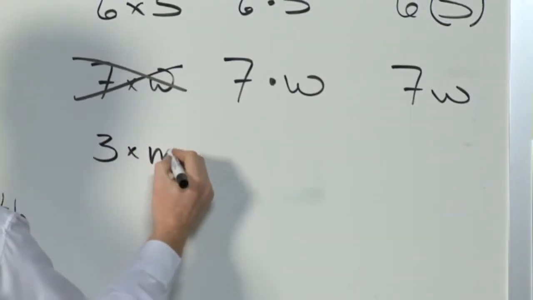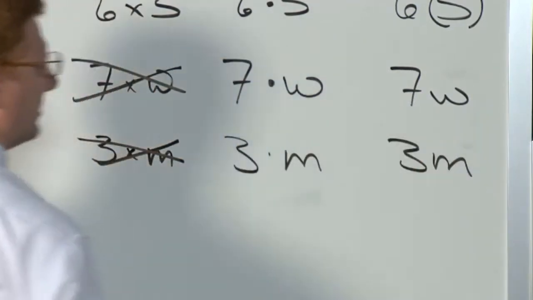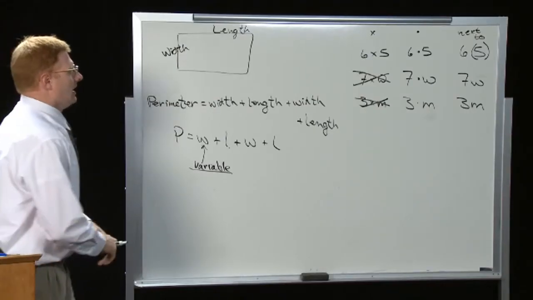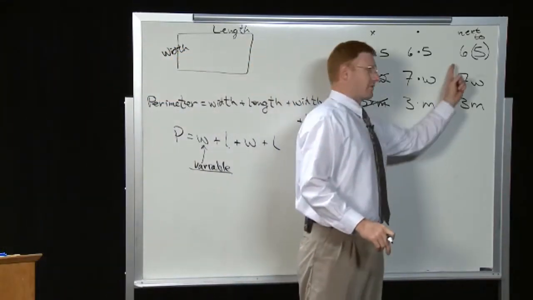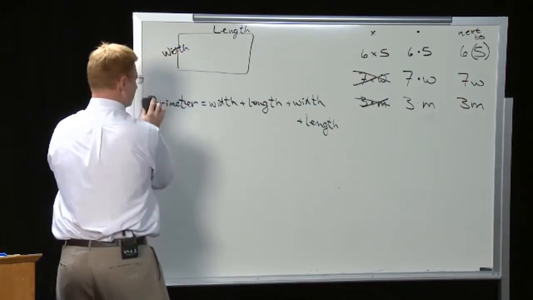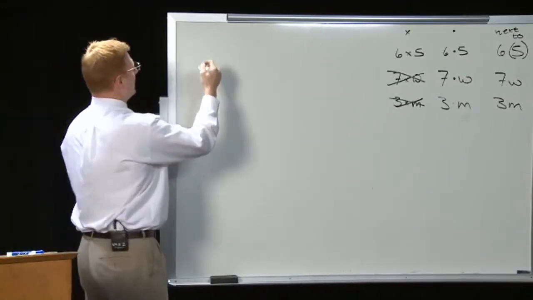3 times m, we wouldn't write that. We could write 3 times m or 3m. Good deal. Now, you'll see this is a really nice way of writing them, because in general we can take these variables and look at what happens with them.